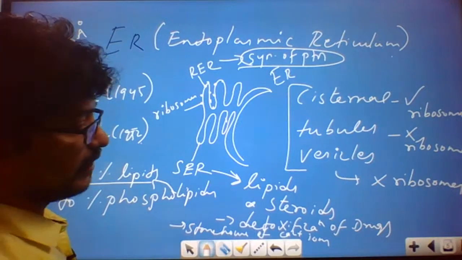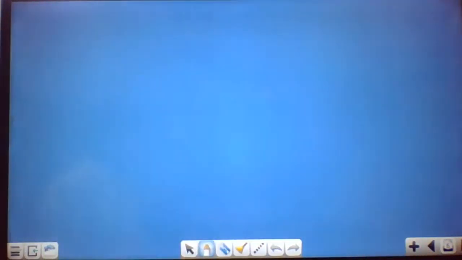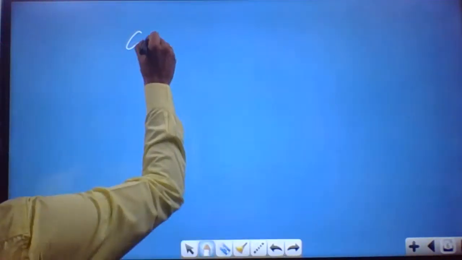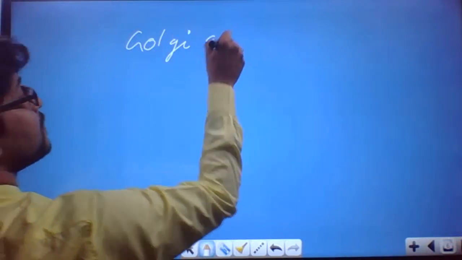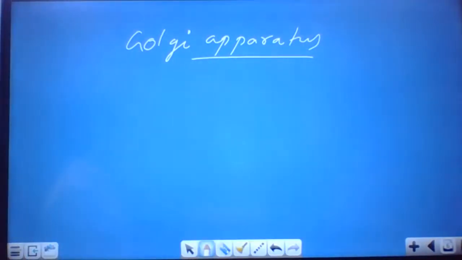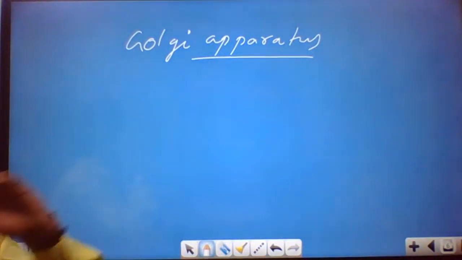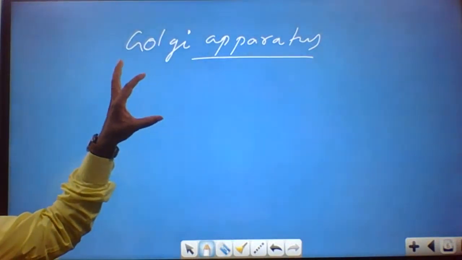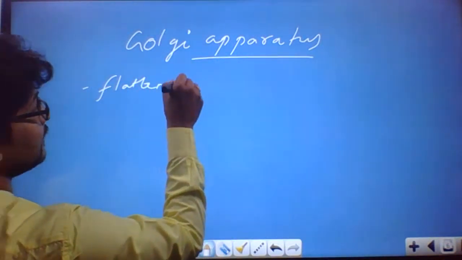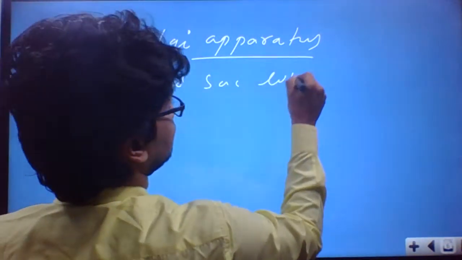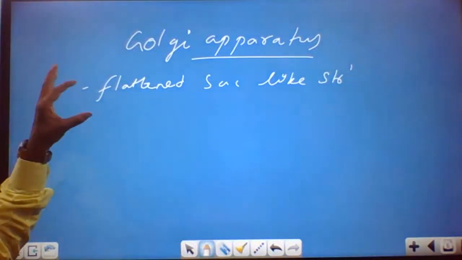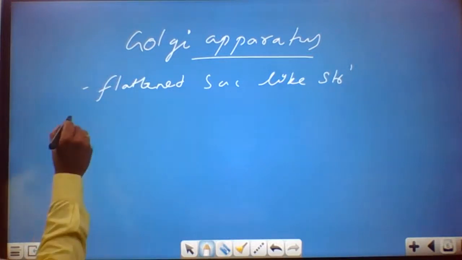Then we move on to the next part. The next part is the Golgi apparatus. Who discovered the Golgi apparatus? What is the name of the person who discovered it? It's a membranous organelle present inside the cell. It's a flattened, sac-like structure. This was first proposed by Camillo Golgi.